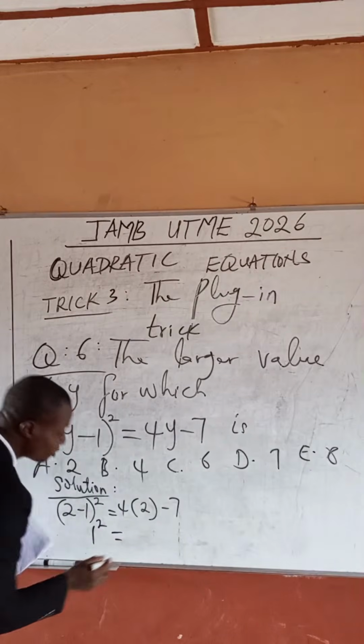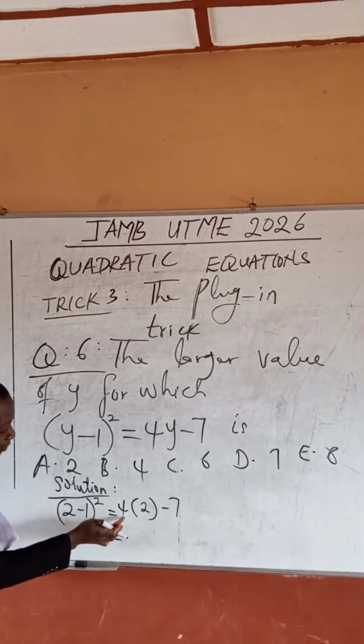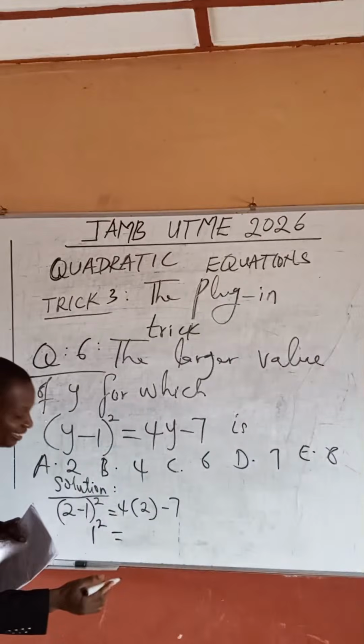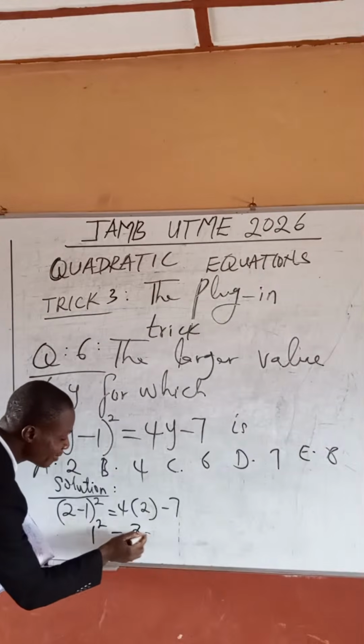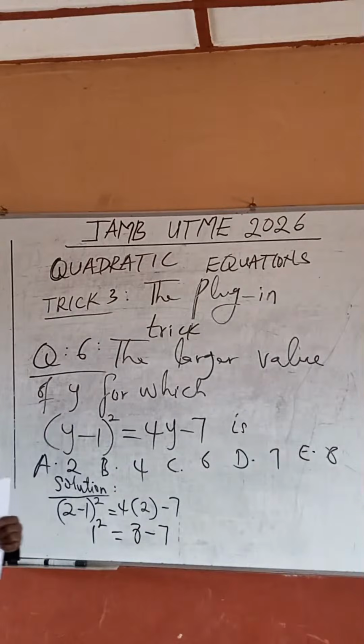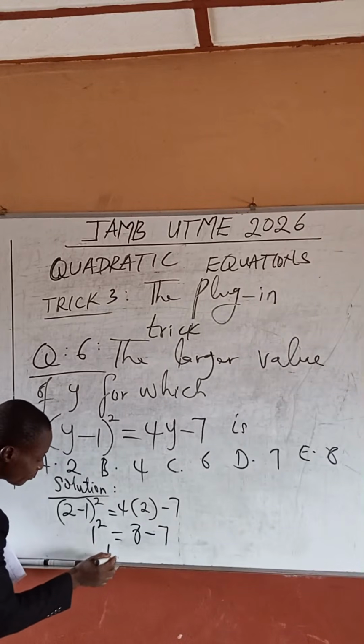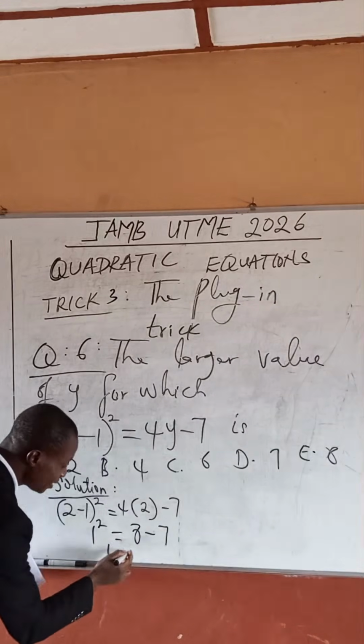Then let's look at the second one here. This is 4 times 2. So 4 times 2 is 8. This is 8 minus 7. Come on, tell us now. So are you still convinced, or do we have any doubts that that is not the answer? So this is actually the answer. From what we have here, this is the answer, because 1 squared is 1, then 8 minus 7 is 1.